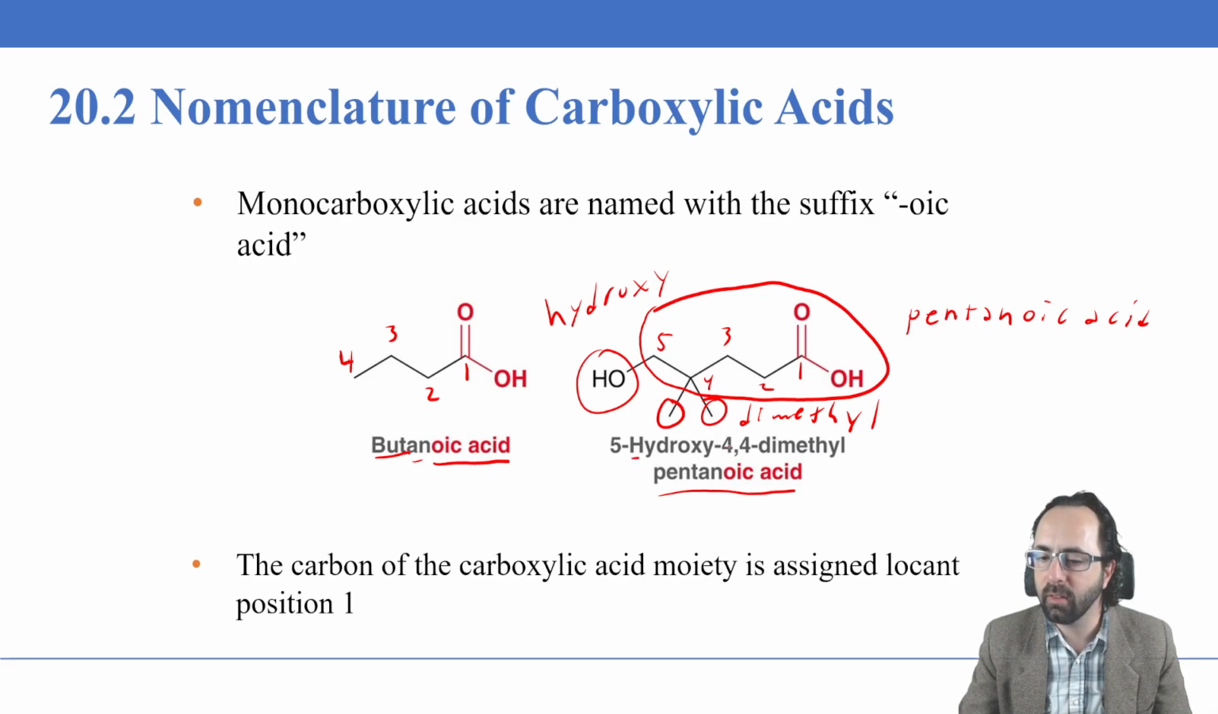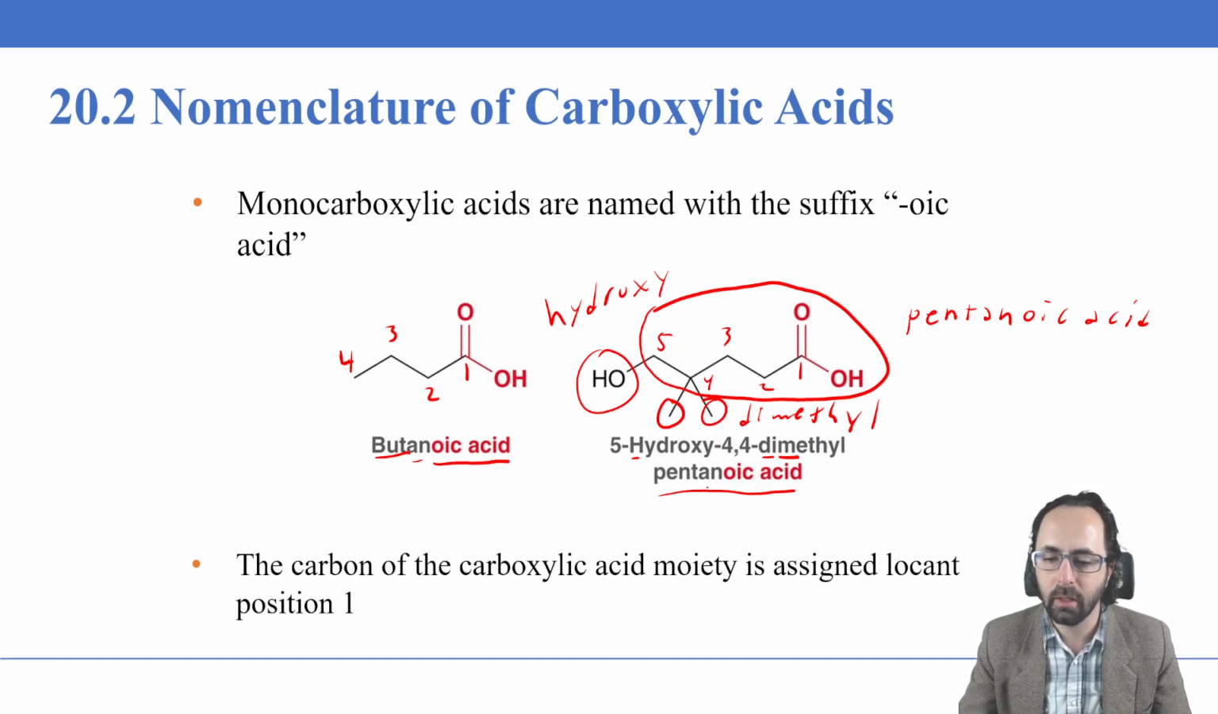Then the H is going to come before M in the alphabet. So we're going to write the methyl group second. Both methyls are on the 4th carbon, so we write 4,4-dimethyl for 2 of the same groups. We say dimethyl because they're 2 methyl groups. And then we're going to say 5-hydroxy because on the 5th carbon we have the hydroxy group.